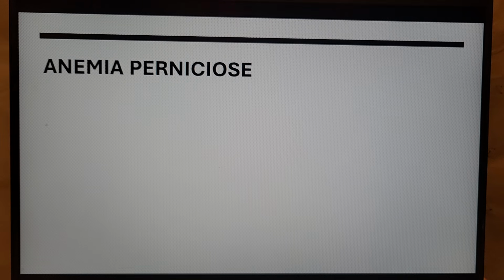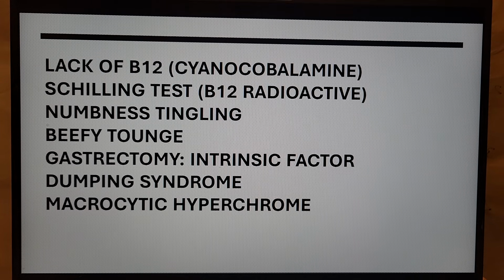Alright, let's talk about pernicious anemia. What is this? Lack of B12, right? The generic name for B12 is cyanocobalamin. The Schilling test is for pernicious anemia. It uses radioactive B12, so don't use this for pregnant women.